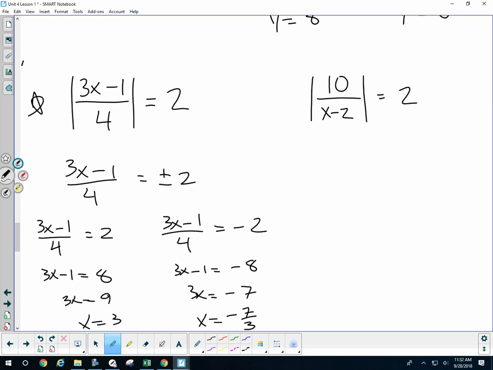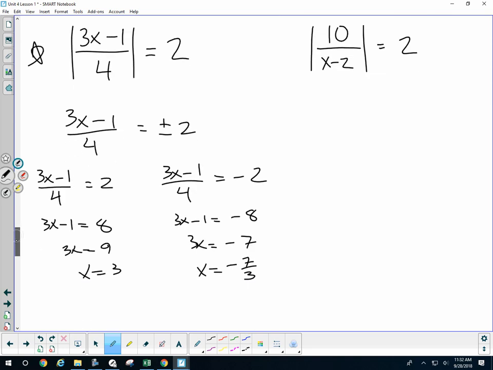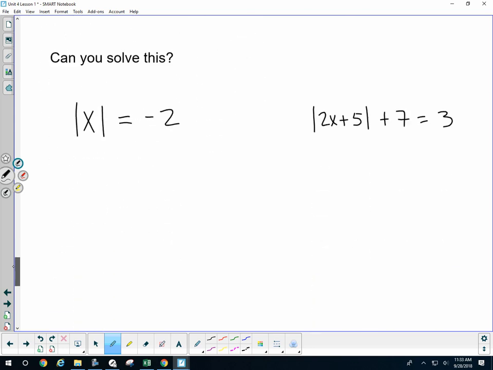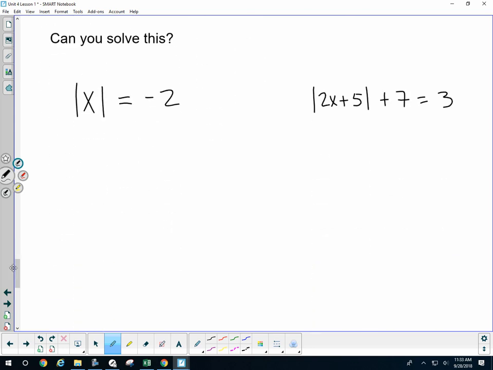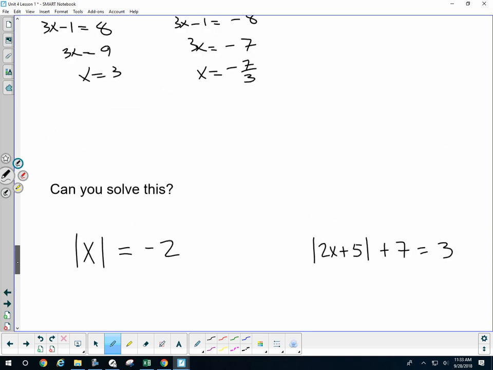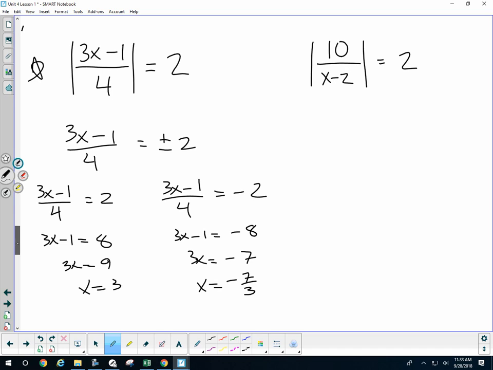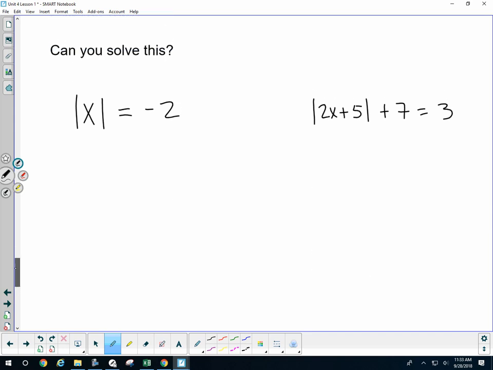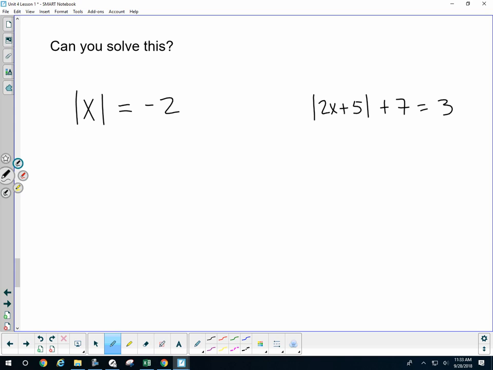Okay? Just solving equations. All right. For the last two, we should have gotten x equals 3 and negative 7/3. Multiply both sides by 4, add 1, divide by 3. All right, discuss with your neighbors. What is our solution for x in this situation?